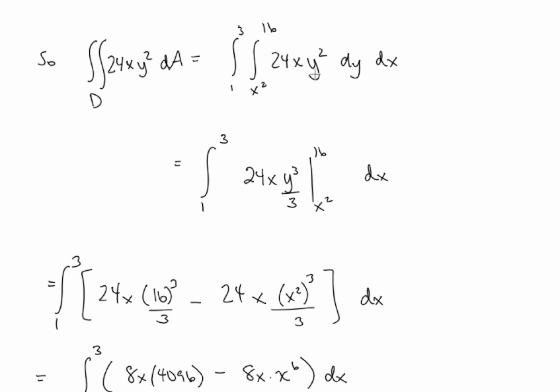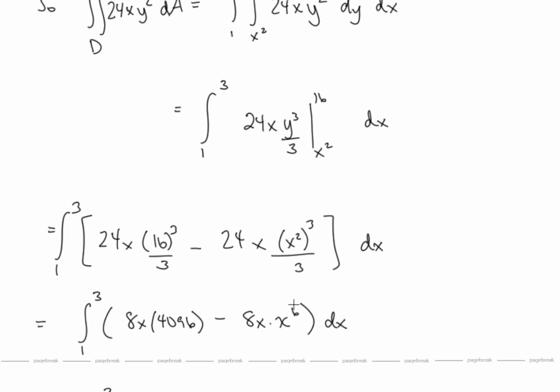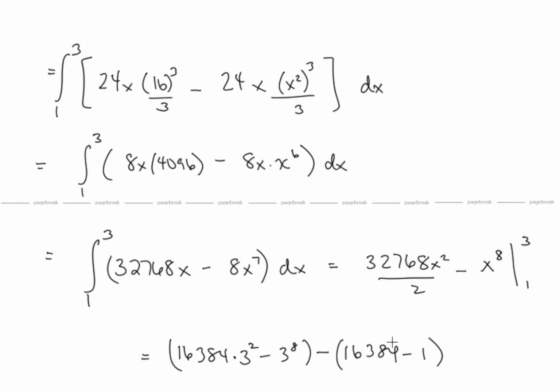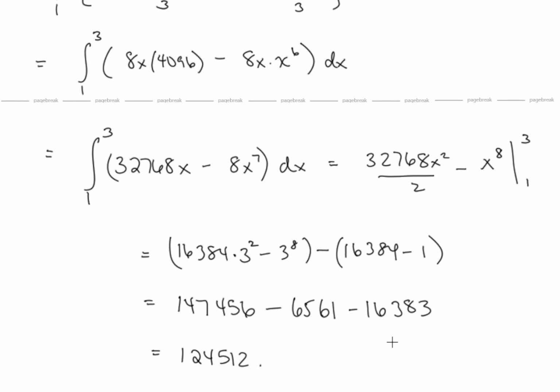So integrating on y, this 24xy squared becomes 24xy to the third over 3. And our bounds are 16 and x squared. So remember that we just integrated on y, and so the 16 and the x squared are getting plugged in for y here. So I plug in the 16, plug in the x squared, and simplify. So now we're here and we want to integrate on x. So we integrate on x, plug in our bounds, and subtract. The numbers are a little bit large here because of the 16.